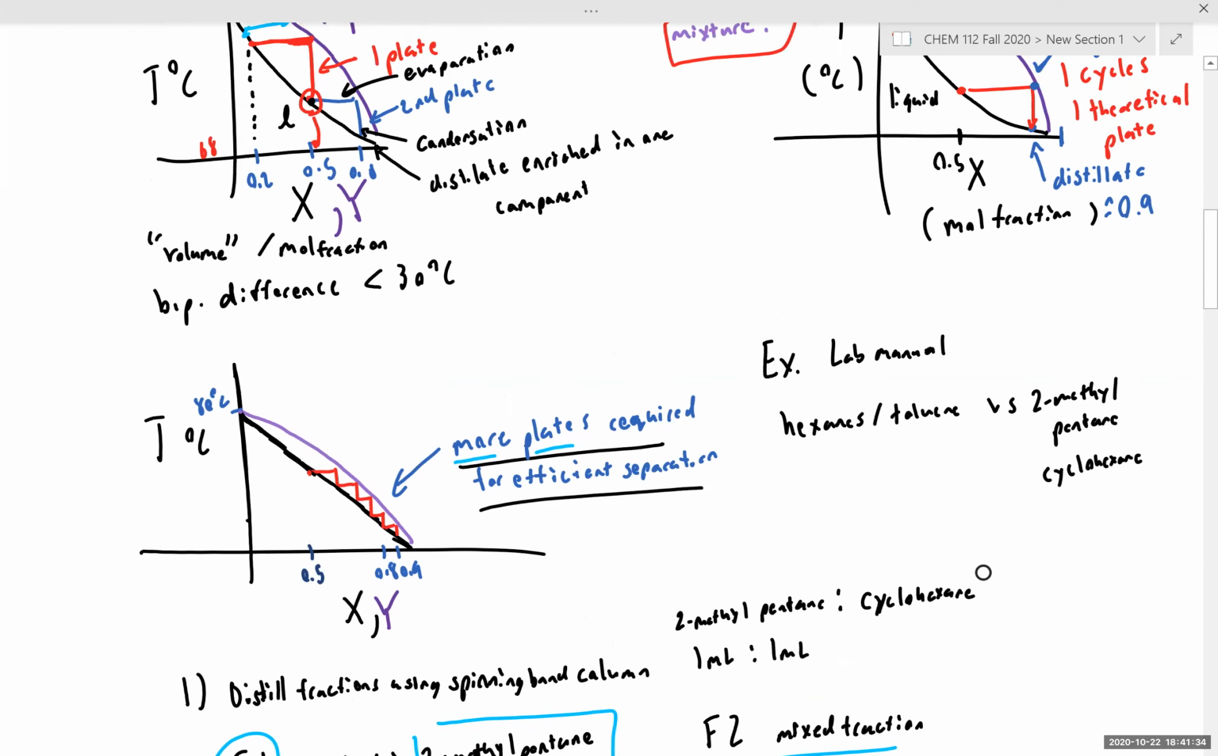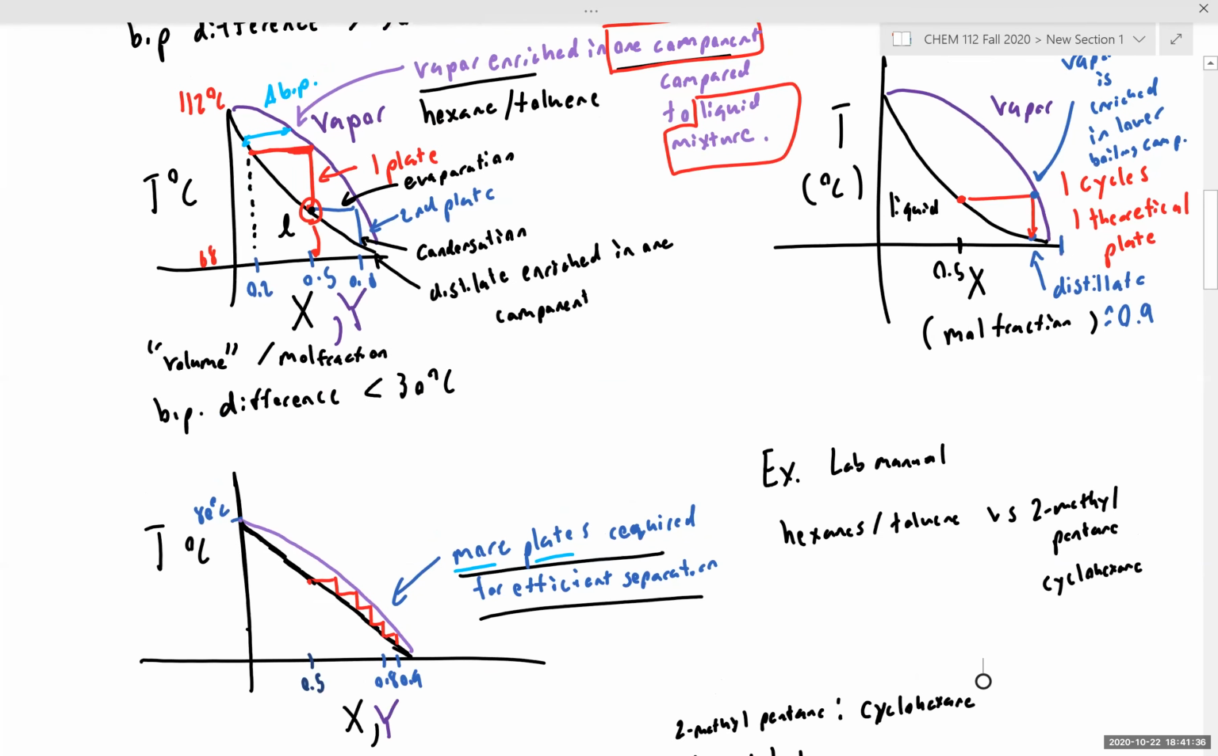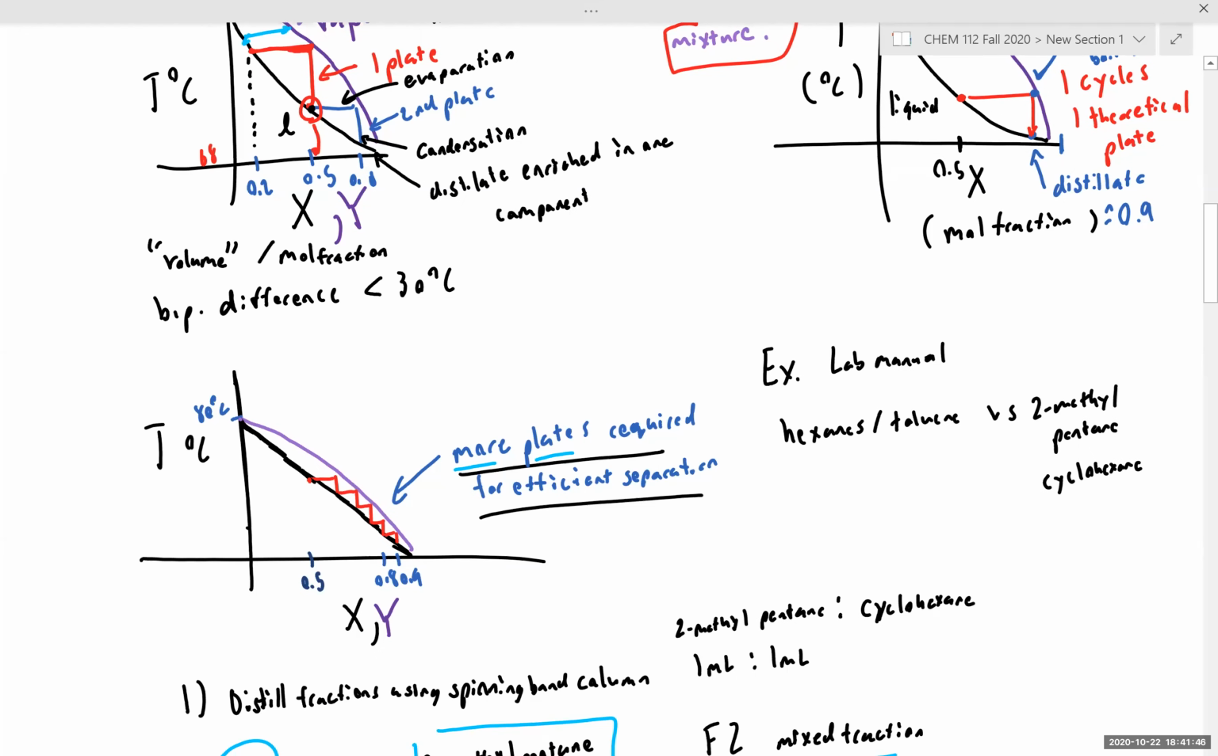And as we've noted in this pre-lab lecture, when there's a small difference in boiling point between our low boiling and high boiling component, we in turn require more theoretical plates in order to achieve an efficient separation. We need more liquid vapor equilibration cycles in order to generate a pure distillate. Does that idea make sense? Perfect.